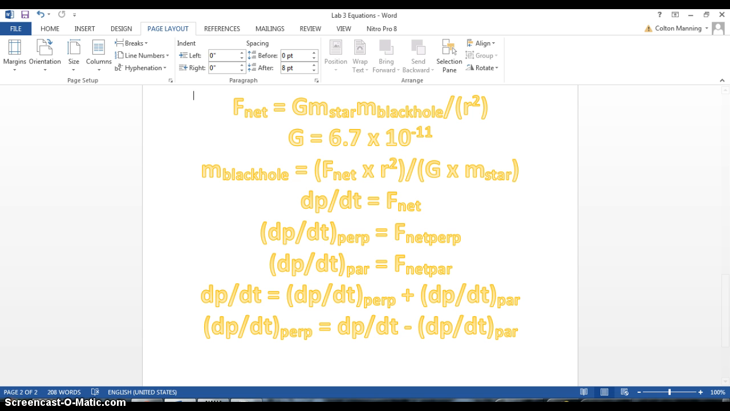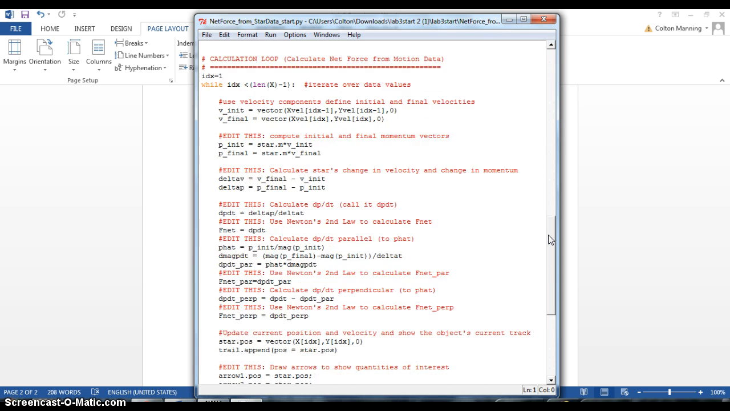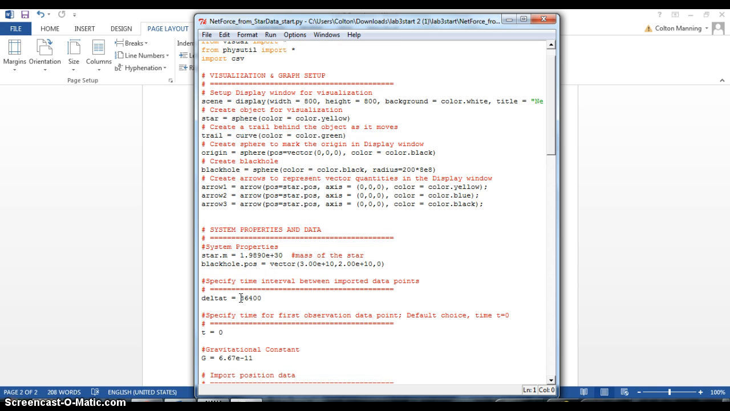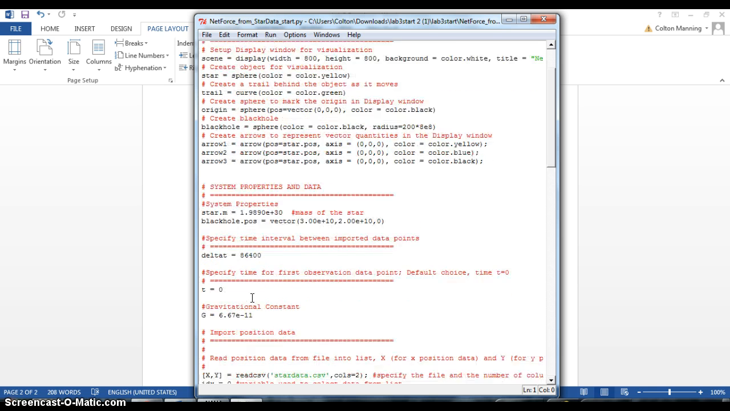So if we pull up our VPython data, we go up to the very top, we see that with the constraints given from the web assignment, I have set the mass of the star to 1.989 times 10 to the 30th, and the black hole potentially is going to have a position of 3 times 10 to the 10th, 2 times 10 to the 10th, and 0. Delta T has been set to 86,400, and the gravitational constant I added myself, so that way we can correctly find the mass of the black hole using the equation previously shown.